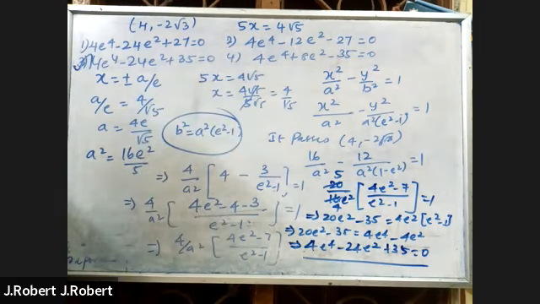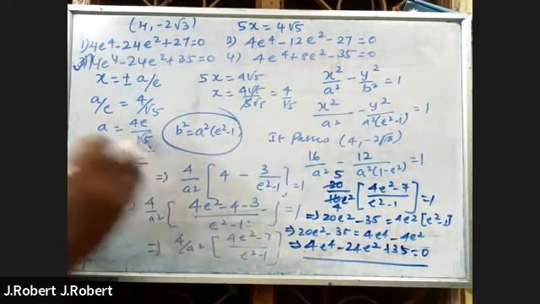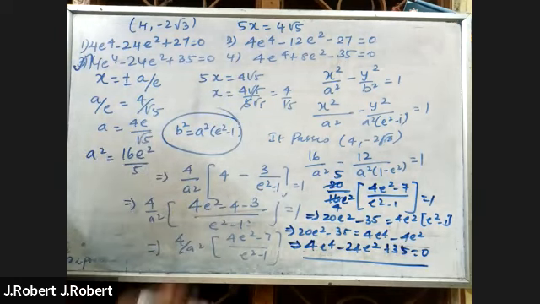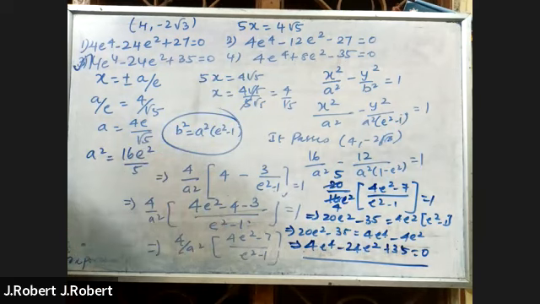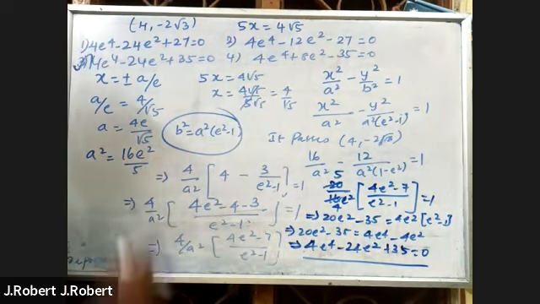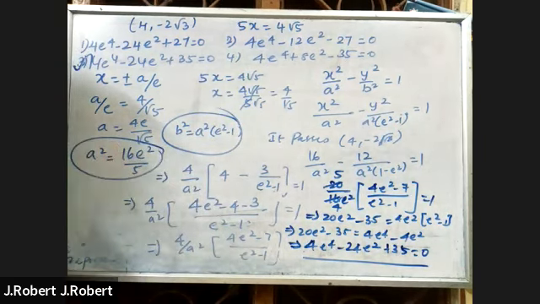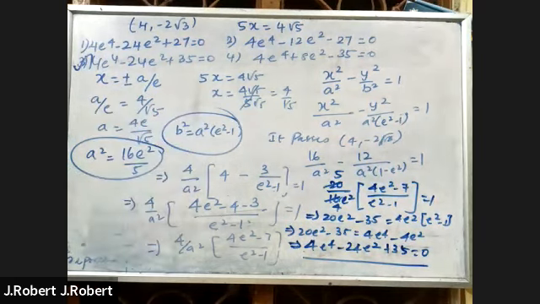One more piece of data is given: this hyperbola passes through the point 4 comma minus 2 root 3. Substitute and take common things outside, 4 by a square. Simplifying, we get 4 by a square into 4 e square minus 7 by e square minus 1 equals 1. Here we derived a square equals 16 e square by 5. Substituting the value, we get the final relation 4 e power 4 minus 24 e square plus 35 equals 0. Please take this down. Let's go to the next sum.